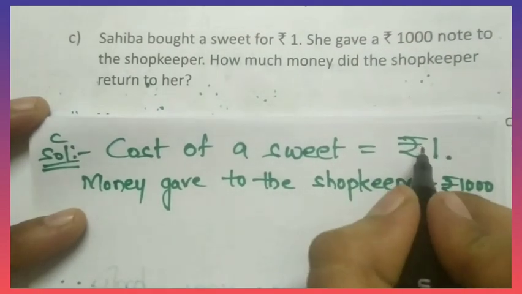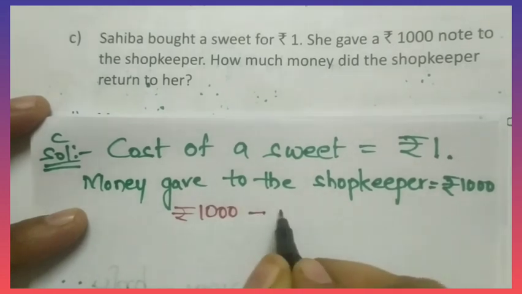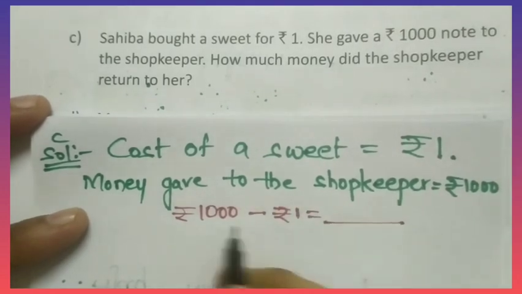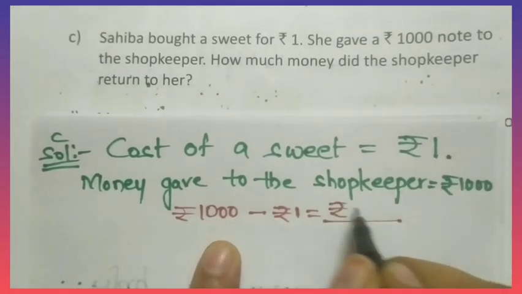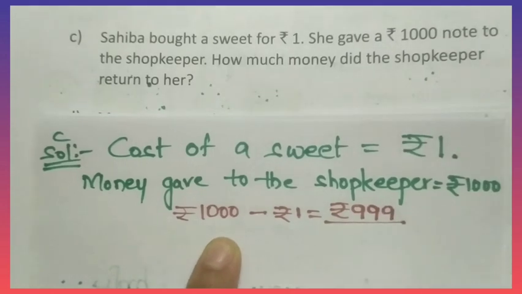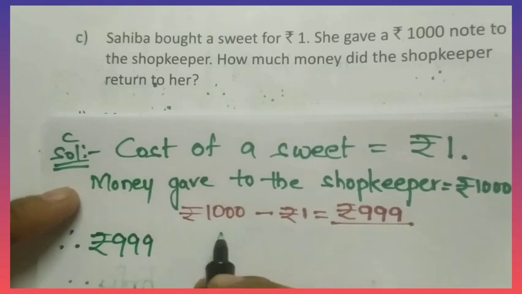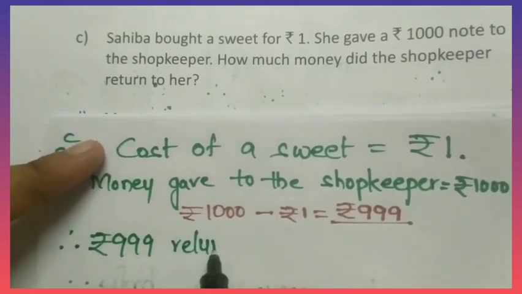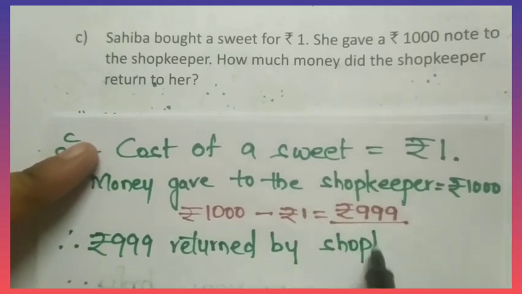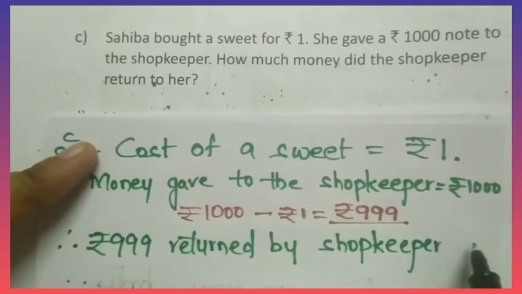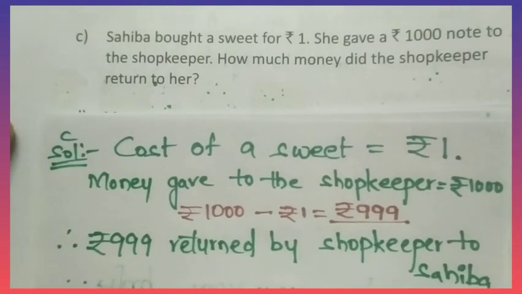Okay. Here, how much money did the shopkeeper return to her? So we have to subtract this number from this number. So 1000 minus 1. Minus 1 means predecessor. So which number do we get before it? 999. Therefore 999 rupees returned by the shopkeeper to Sahiba. Okay.